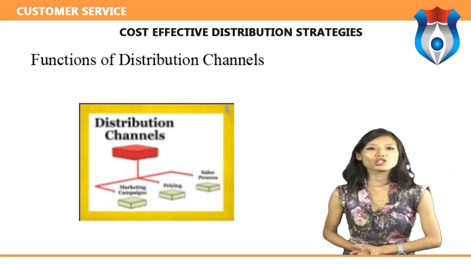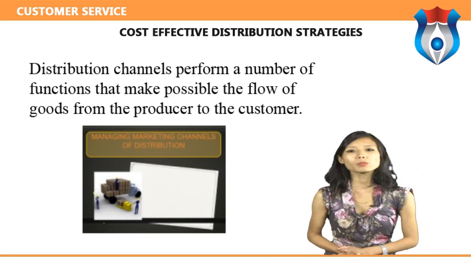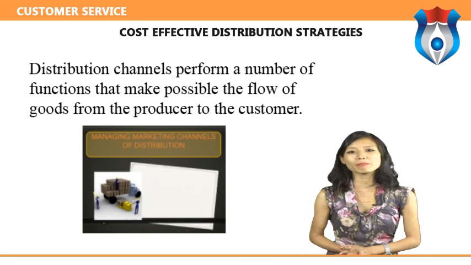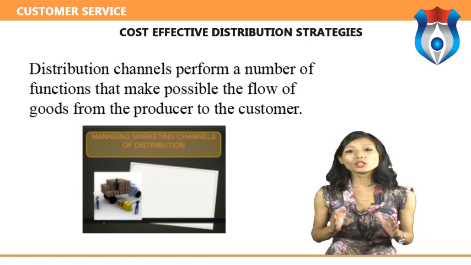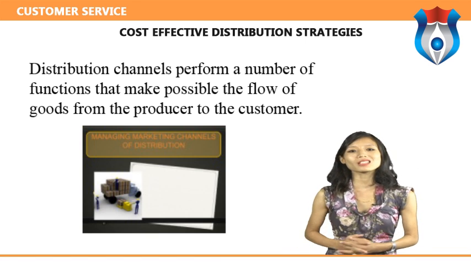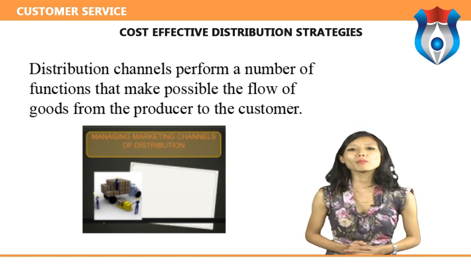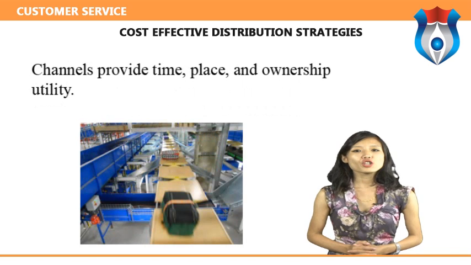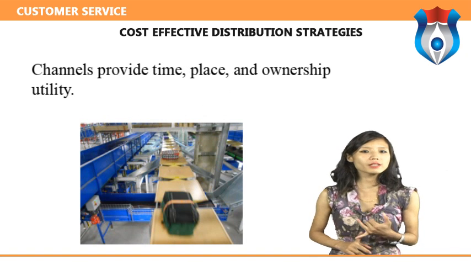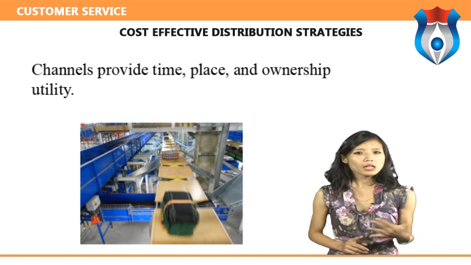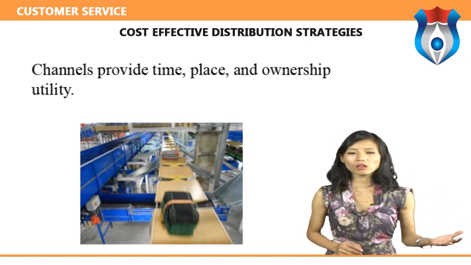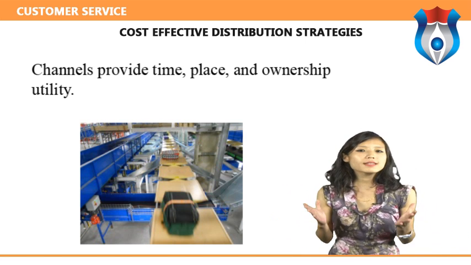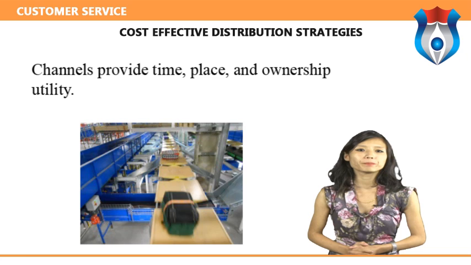Function of distribution channels. Distribution channels perform a number of functions that make possible the flow of goods from the producer to the customer. These functions must be handled by someone in the channel. Channels provide time, place, and ownership utility. They make products available when, where, and in the sizes and quantities that customers want.